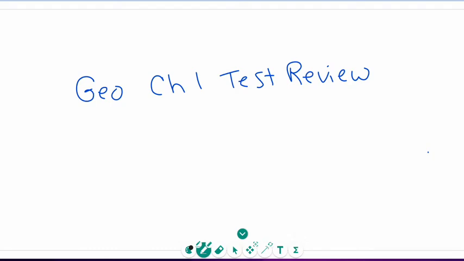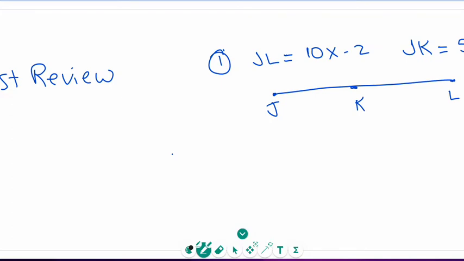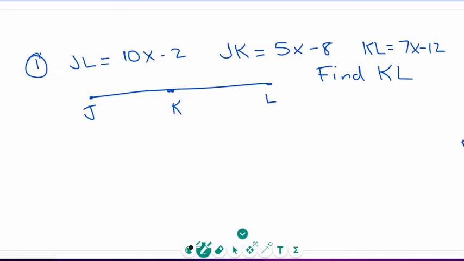It's a test review for Chapter 1 in Geometry. All right. We have JKL is equal to 10x minus 2. We have JK is equal to 5x minus 8. And we have KL is equal to 7x minus 12. And we're trying to find what KL is equal to.